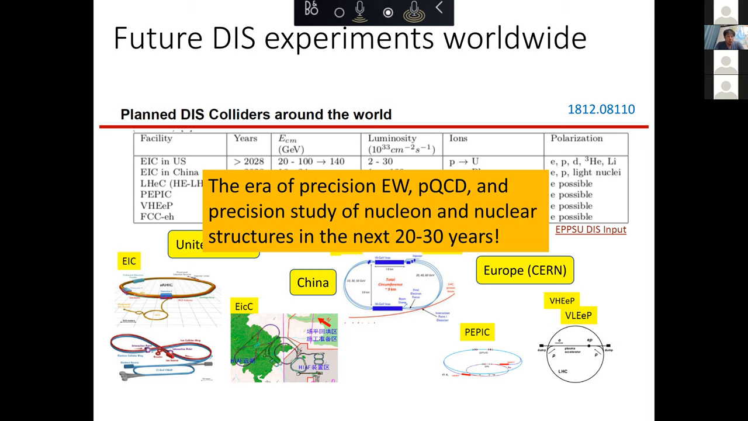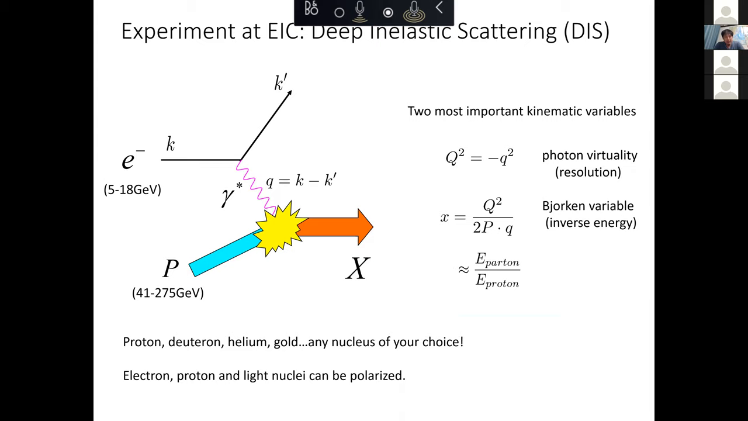So let me remind you of the basic kinematics of the EIC. This is an electron and proton collision with electron energy between 5 to 18 GeV and proton energy of 40 to 275 GeV, so the center of mass energy is up to about 140 GeV. The target can be a proton, or also a deuteron, helium, gold, any nucleus of your choice, and this target can be polarized. So yes, it is the world's first polarized EP collider.